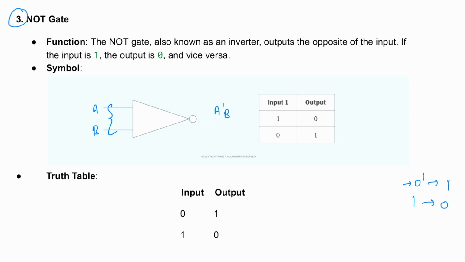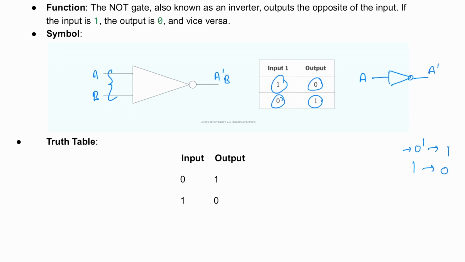However, this is not the case here, where it's shown with two inputs. It can also be taken like this. This is the basic idea: if I give the input A, it will return me A complement. So if the value of A is 1, it will give 0 as output. If the value of A is 0, it will give the output as 1. So this is the NOT gate and this is the symbol. You just have to remember these things.